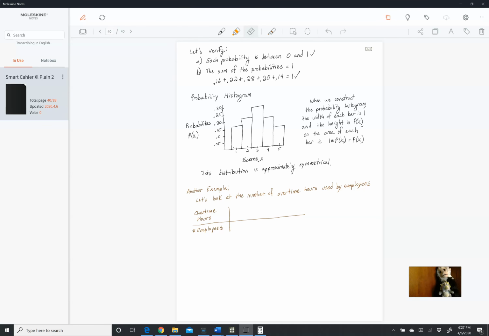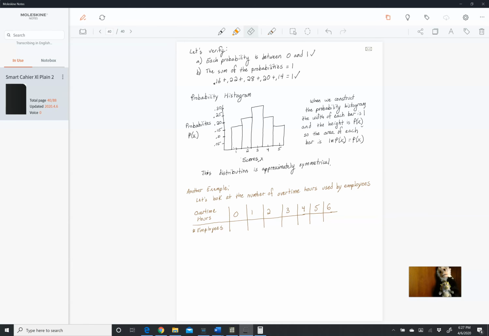So this is an example of the way in which we measure something can change the type of random variable. So we say, well, we have employees who don't take any extra hours. 1, 2, 3, 4, 5, and the maximum number of overtime hours that an employee can take is 6.